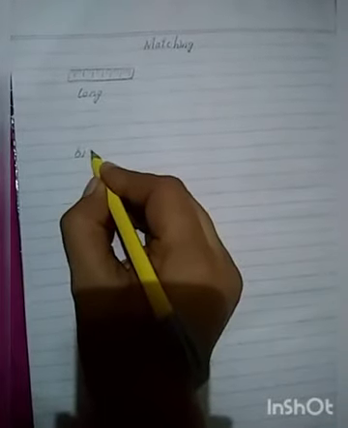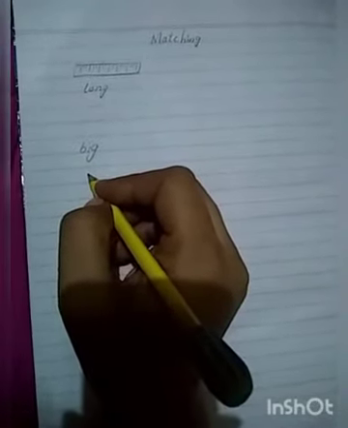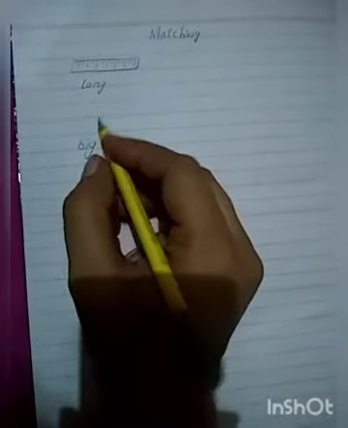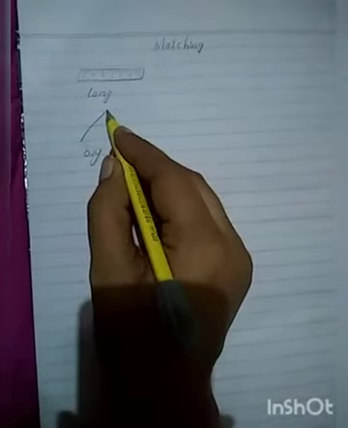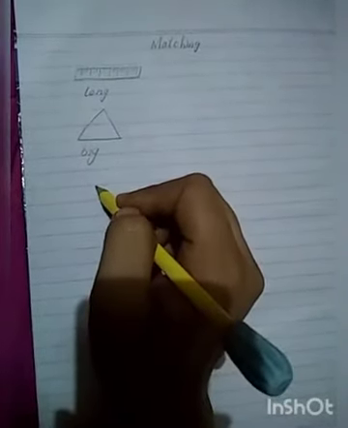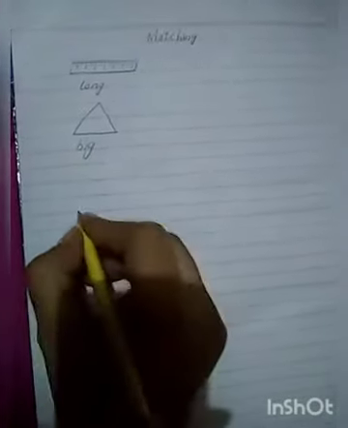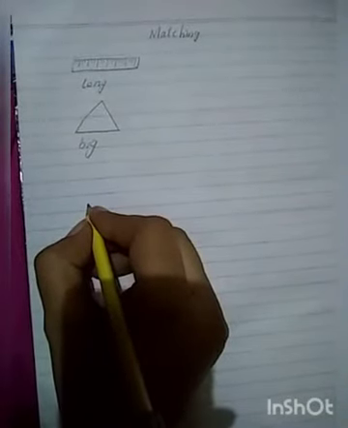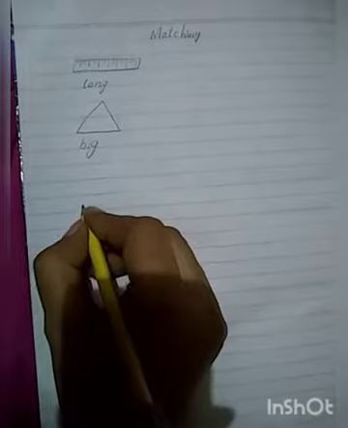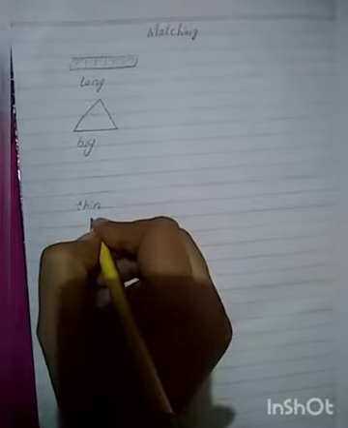Now, the second word we have is big. What do we have to draw for big? Big, what should the teacher draw? Okay, a big triangle. All right, it's a big triangle. And the last one is thin. T-H-I-N. Thin. Okay? Thin.